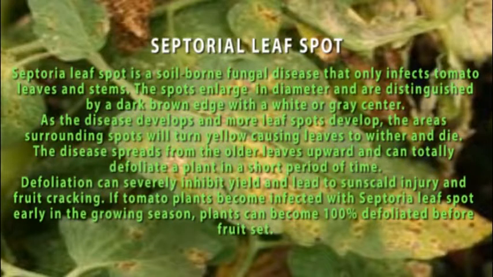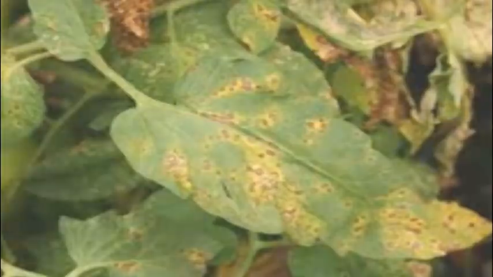and die. The disease spreads from the older leaves upward and can severely inhibit yield and lead to sun-scald injury and fruit cracking. If tomato plants become infected with Septoria leaf spot early in the growing season, plants can become 100% defoliated before fruit set.